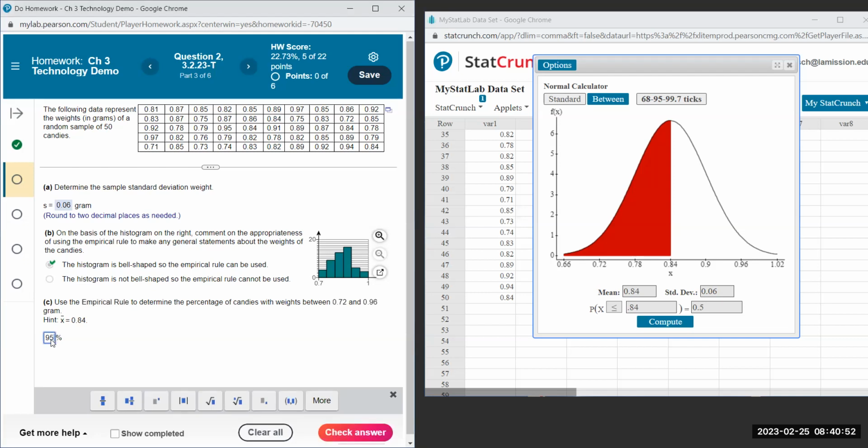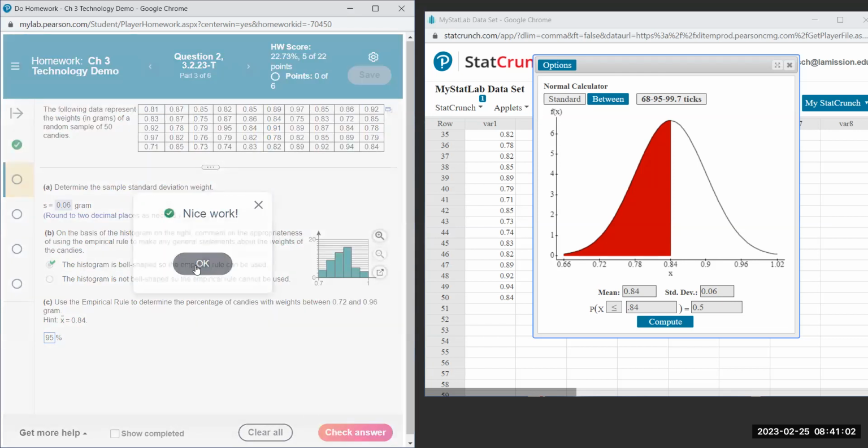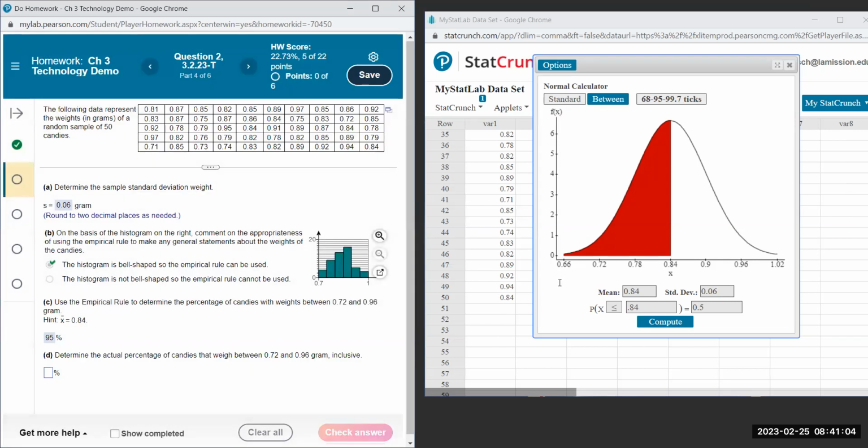And in this case, they have a percent sign here. If they didn't, then usually they want the decimal version of it, so it would be 0.95. But here they want the percent. So yours might not be 95, it might be 68 if yours just went to the first count. Just be careful about that.